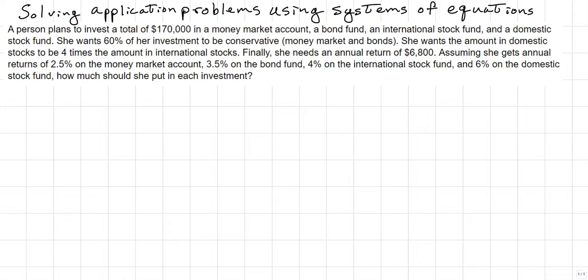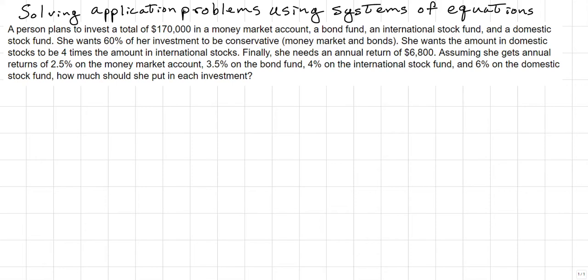Solving application problems using systems of equations. What we're going to do with this particular problem is determine how we can generate a system of equations based upon a lot of information that's given to us in the problem. What we're going to have to do is create variables to represent different aspects of the problem, assign values to those variables, and then try to solve the system simultaneously for all those values.